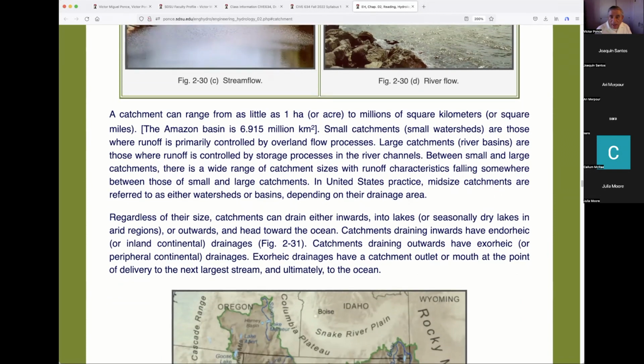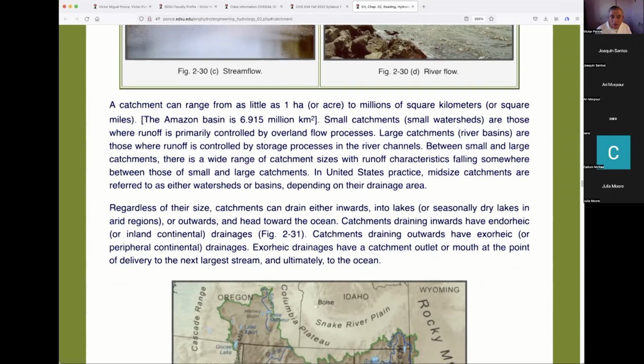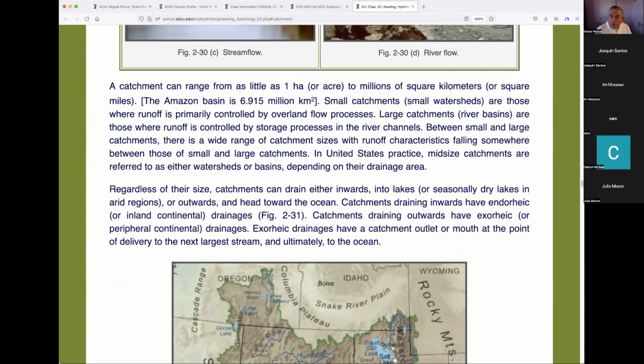So we say small catchments, small watersheds. In small catchments, we say the runoff is controlled by overland flow processes. So we're going to concentrate on overland flow now. Later on, Wednesday, we're going to talk about the physics and the math of overland flow. Highly complex issue, by the way.